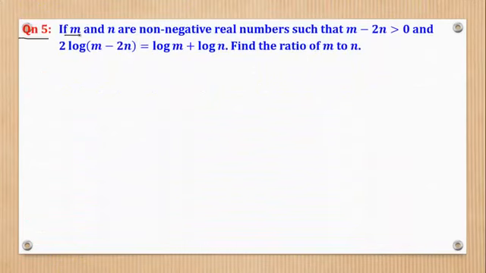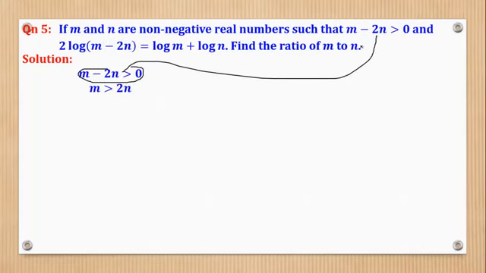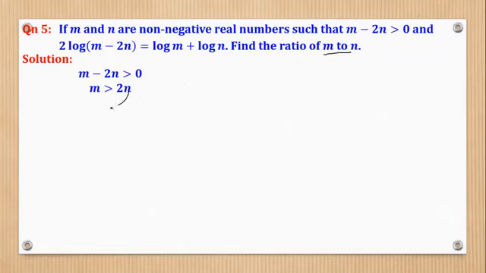Then question 5. If m and n are non-negative real numbers such that this is greater than 0 and this is equal to this, find the ratio of m to n. This one was also tricky in its own way. So from here, I can take this side to give you this. Then the ratio of m to n means m will be the numerator, n will be the denominator. So divide both sides by n, you'll come up with m over n is greater than 2.